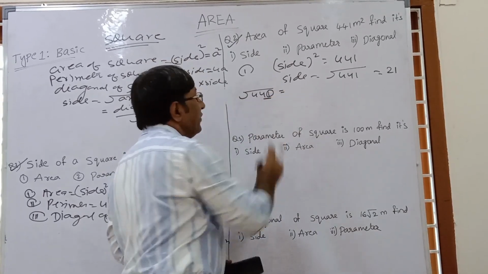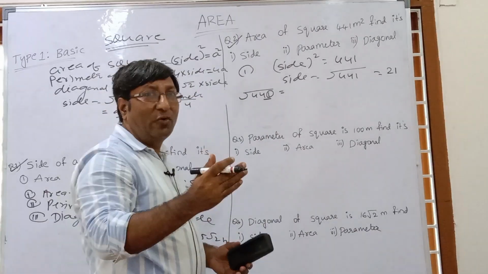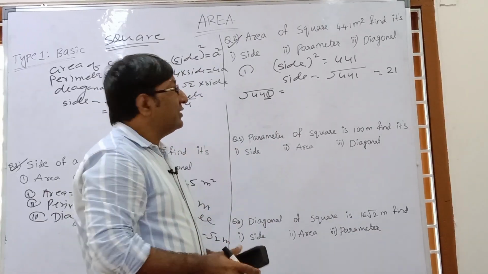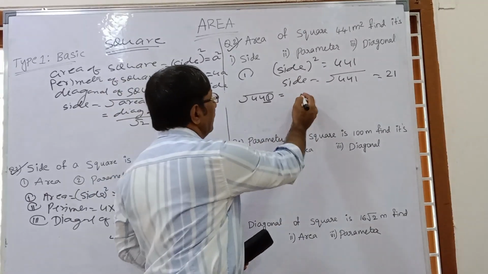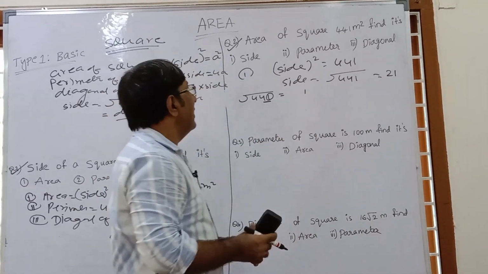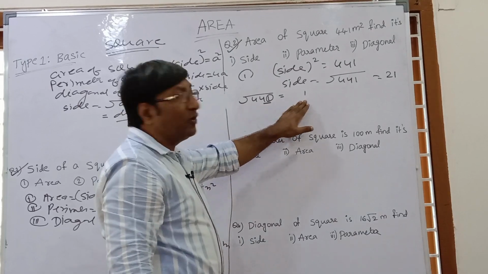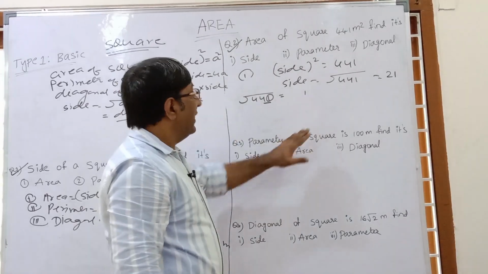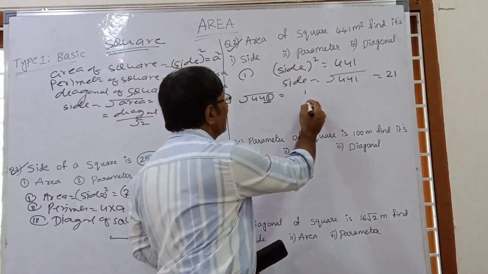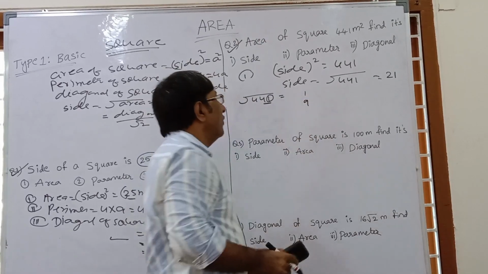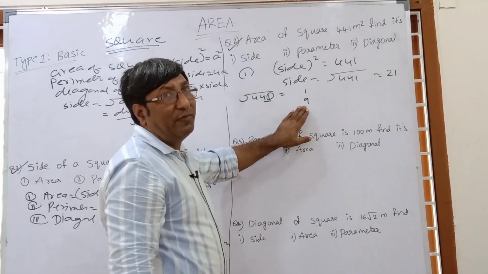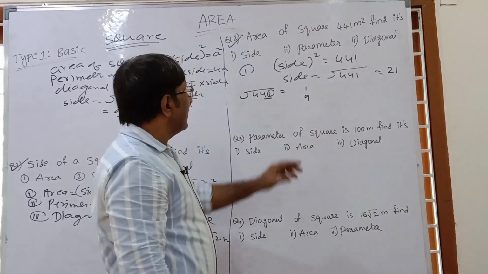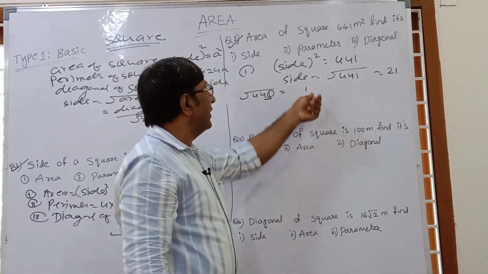So check, we have 10 digits, 0 1 2 3 to 9. Check whose square comes first. So 1 square is 1. So the answer will be a number whose unit digit is 1. In the same way, 9 square is 81. So the answer will also be a number whose unit digit is 9. Okay, so now we have unit digit 1.